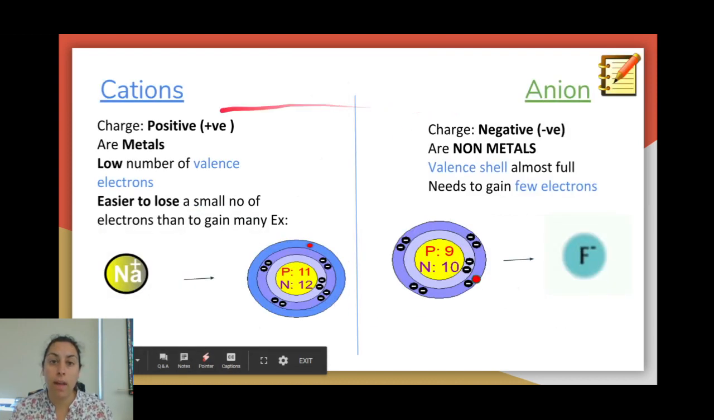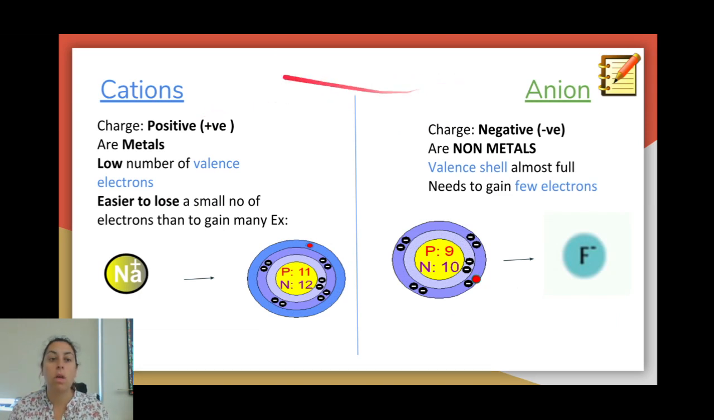So a quick comparison of cations and anions. Again, you'll have to pause the video and record this in your notes. Cations are positively charged, so they've lost an electron. This is what happens to metals. So all of the metals will always lose electrons and they will always become cations. Remember, in your periodic table, the metals are to the left-hand side of the staircase. There are way more metals in the periodic table than there are non-metals.